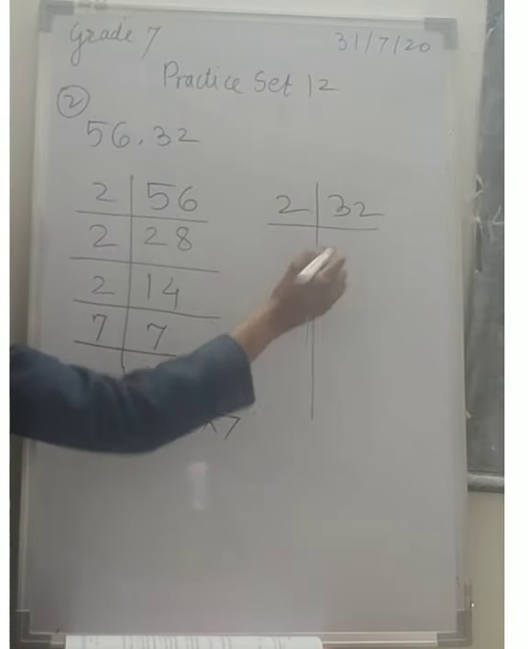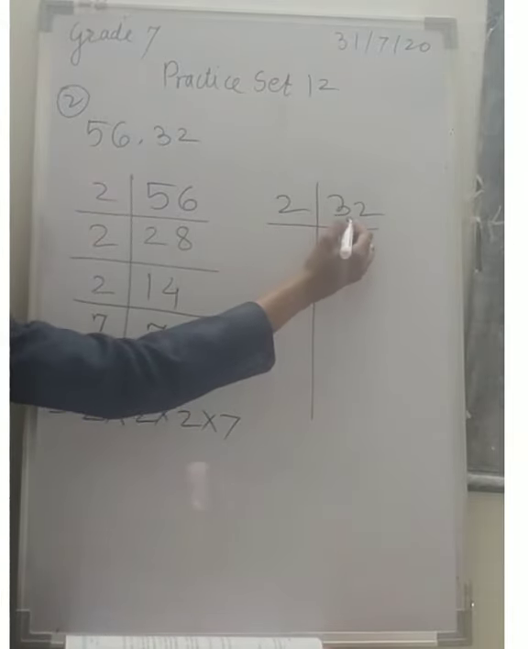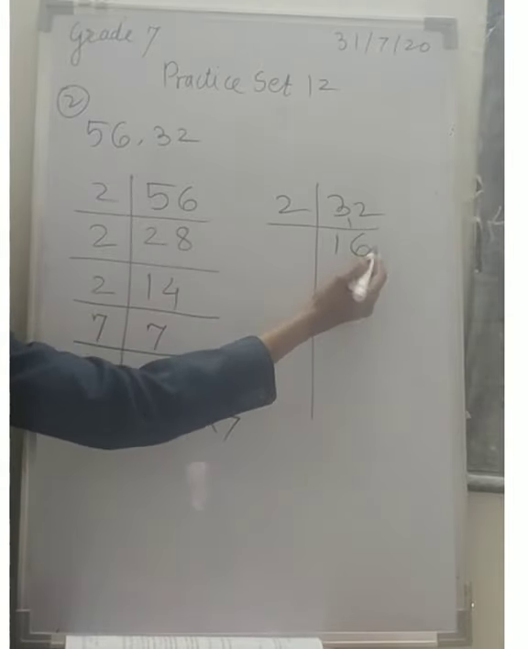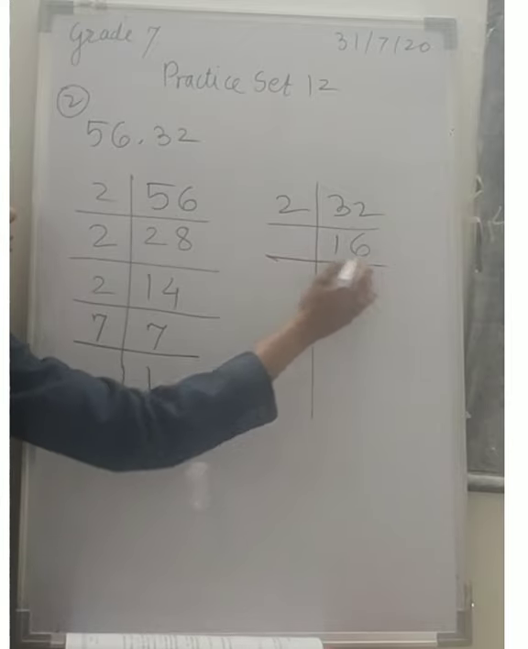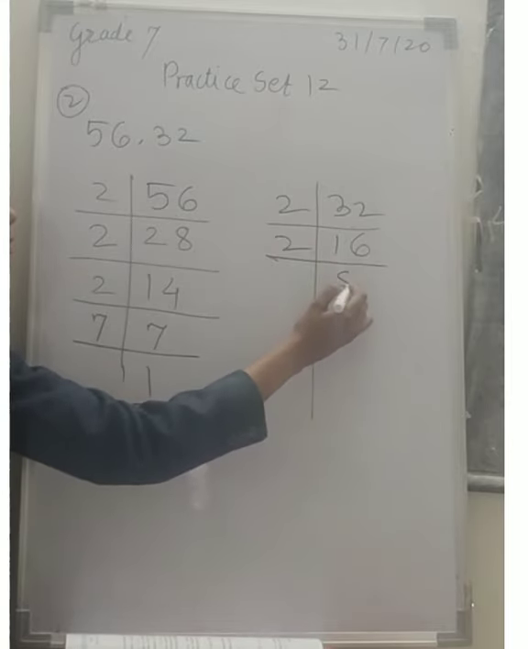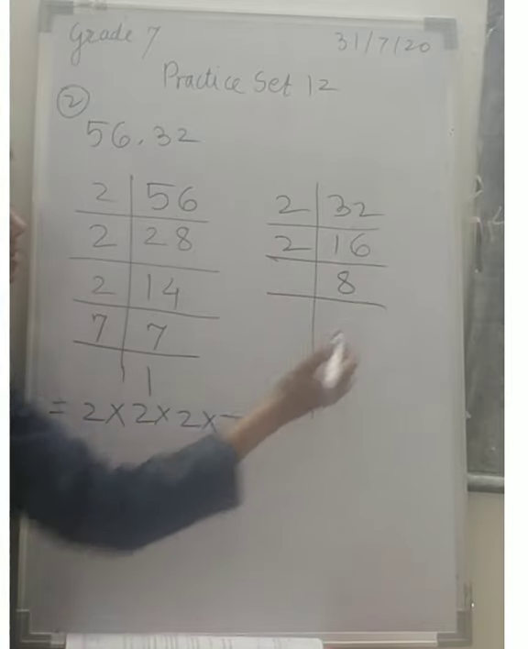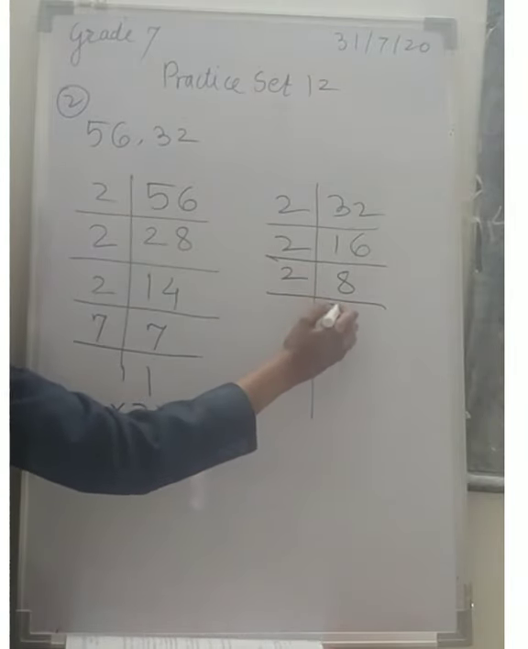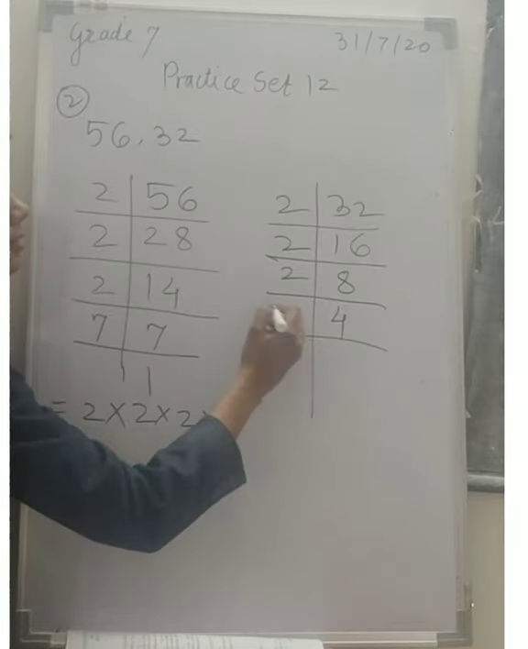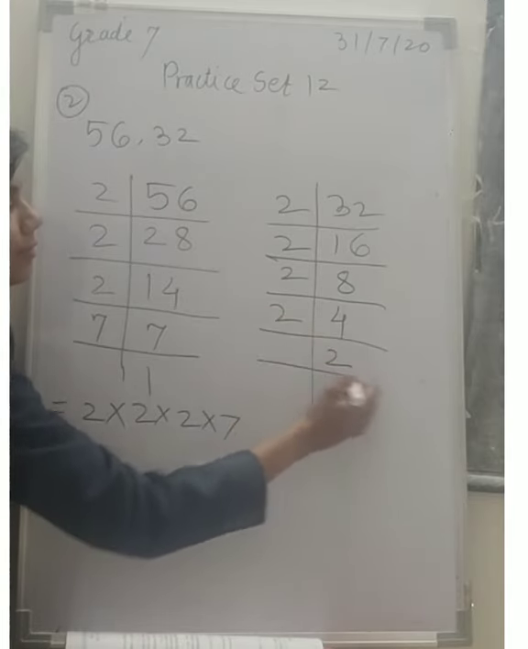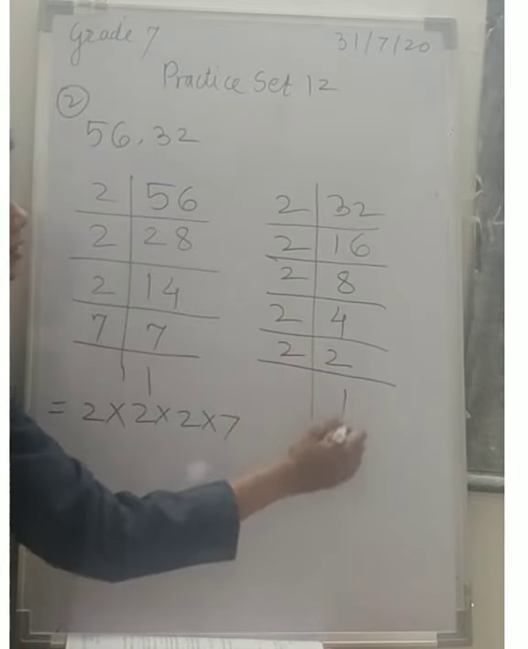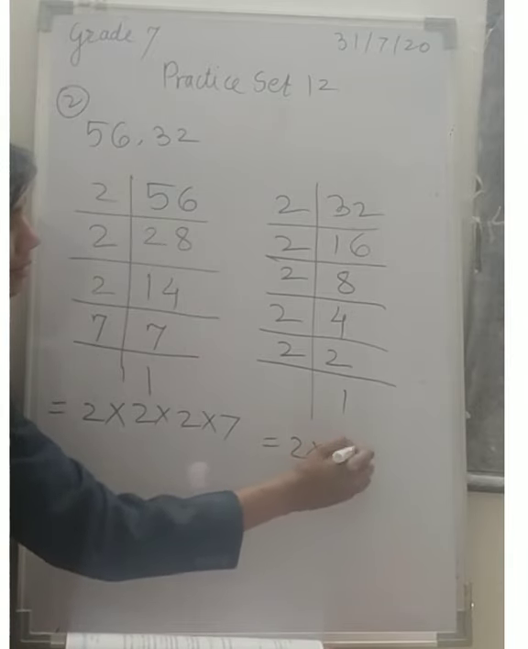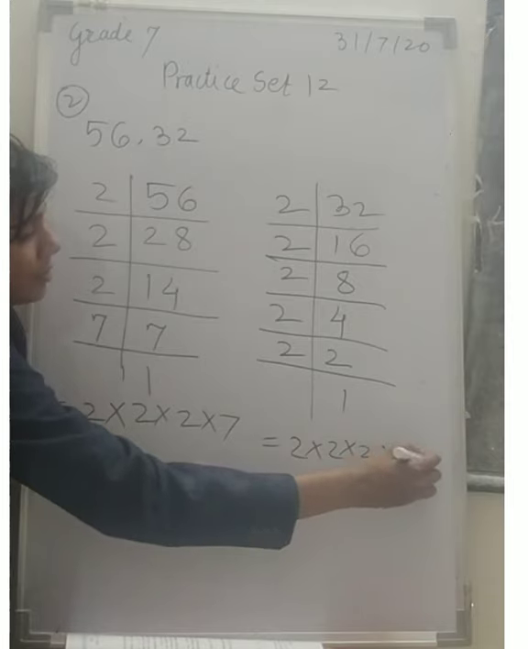Now for 32, 2 ones are 2. We have 1 here, so it becomes 12 and 2 sixes are 12. So 2 eights will give us 16. See, you need to practice this factorization more. 2 fours are 8. 2 twos are 4 and 2 ones are 2. So what are the factors? 2 multiplied by 2 multiplied by 2 multiplied by 2 multiplied by 2.